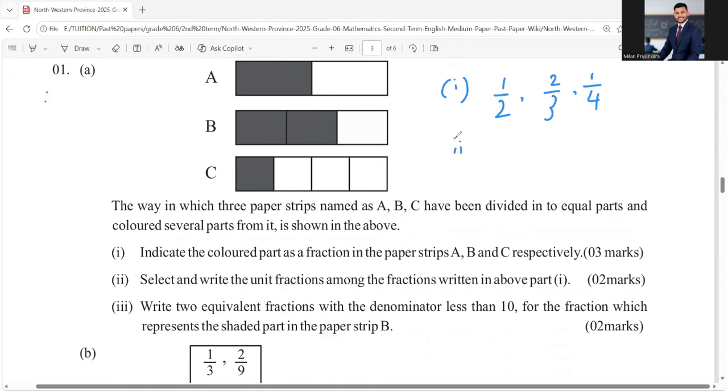Now select and write down the unit fractions from the fractions written above. You have to write the unit fractions 1 over 2 and 1 over 4. But do you know what unit fractions are? A unit fraction is a fraction where the numerator is equal to 1. Okay.